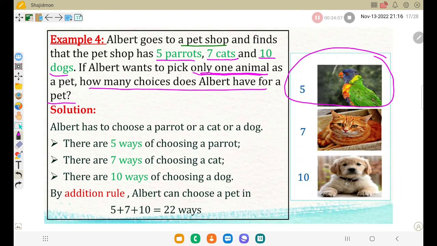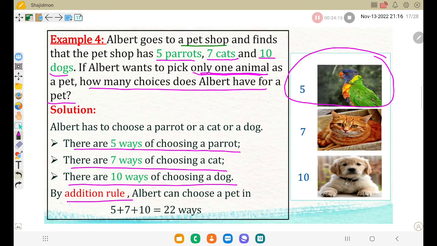So totally how many options is he having? 22 ways. There are 5 ways of choosing parrot, 7 ways of choosing cat, 10 ways of choosing dog. So by using the addition rule, Albert can choose the pet in 22 ways. So this is by using the addition rule. I hope you understood the meaning of the addition rule.